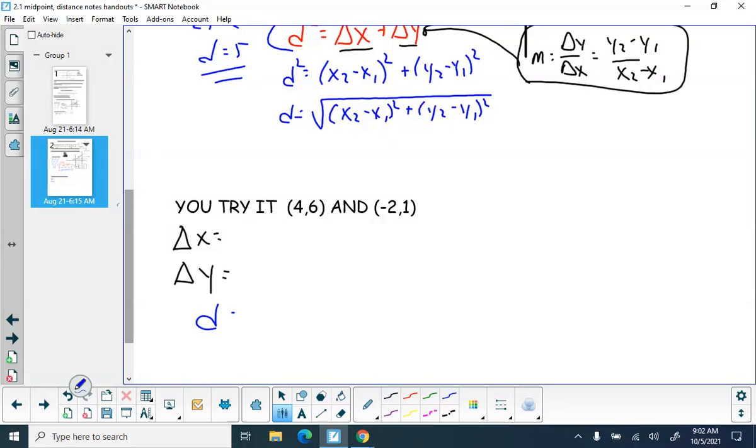Now solutions, I don't want a decimal form. I want it in a simplified radical form. So solution should be in simplified radical form. I don't want decimals. And check your answer with somebody around you.